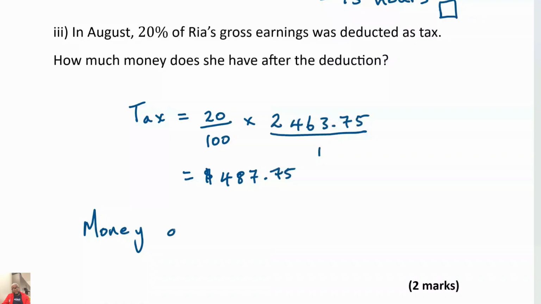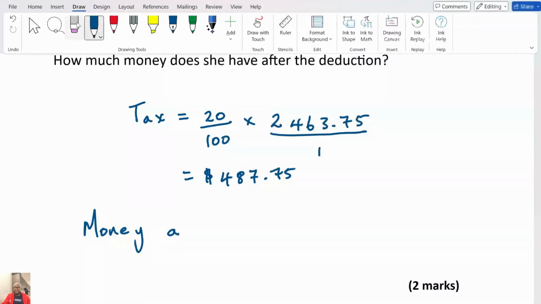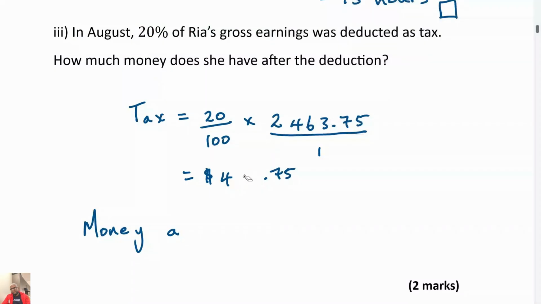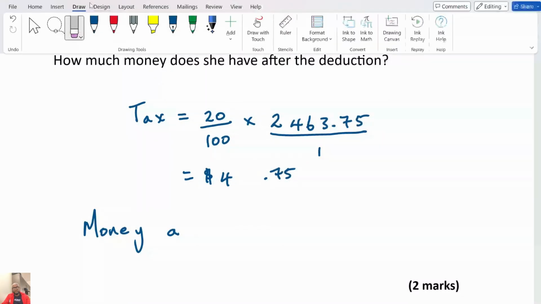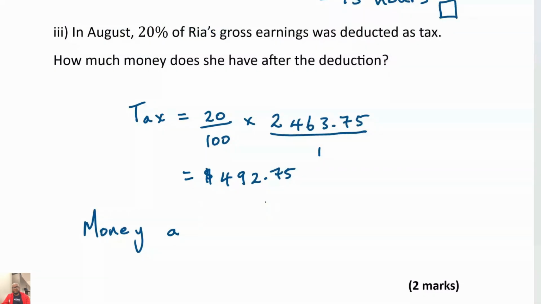Yeah, a different answer. Sir, I get 492, sir. 492.75. Yeah, that's it. 492.75, right? So money after deduction.